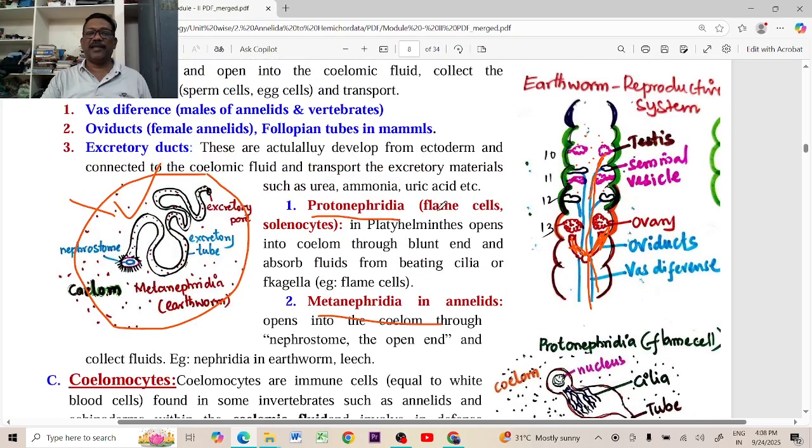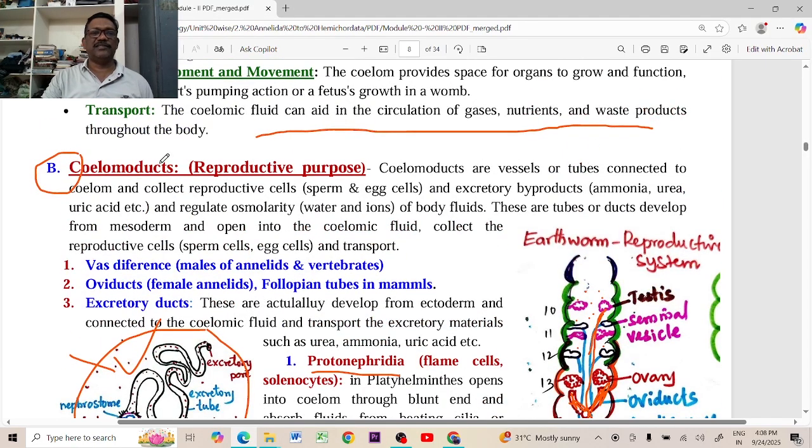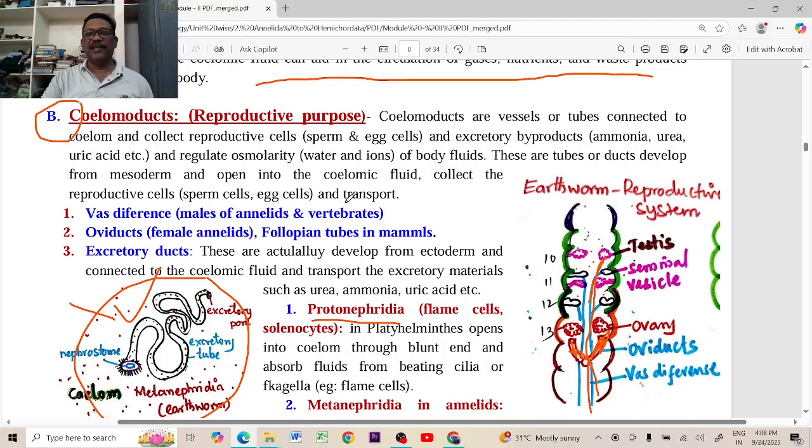Okay, these are connected with the coelom and collect the excretory material. So the coelomoducts are mainly for reproductive purpose, vas deferens and oviducts, collecting the sperm cells and egg cells from the coelom. But the excretory ducts which are developing from the ectoderm are connected with the coelom and collect the excretory material.